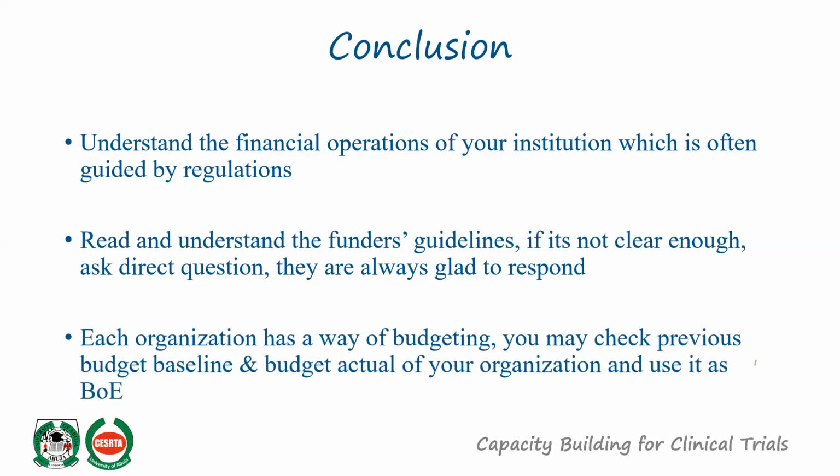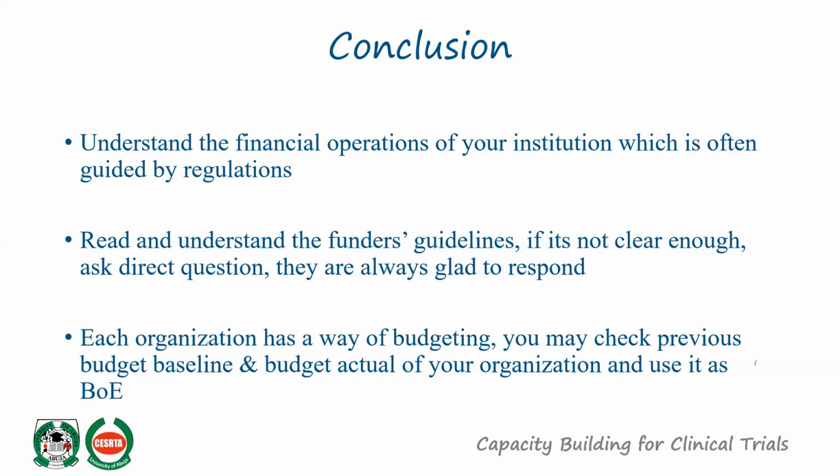Each organization has a way of budgeting. You may check previous budgets, that is the history, and at the same time, base it on experience also. And of course, there are some institutions that also have bases of estimates, just like the one I said earlier in the College of Medicine, where we have a salary base. So we can also explore that budget baseline and budget annual of the organization. It's better we use it as a basis of estimate.